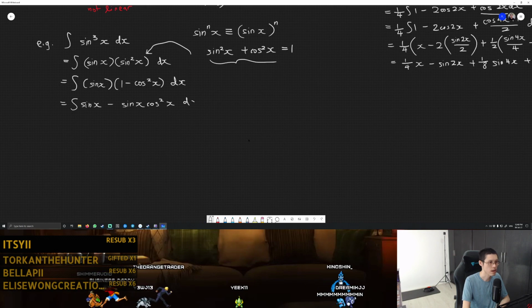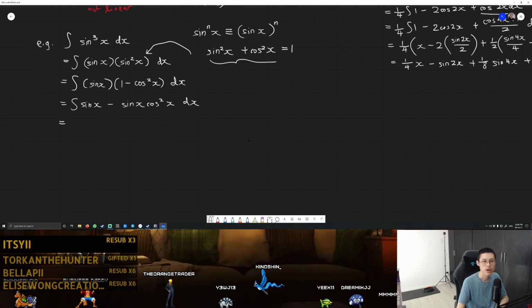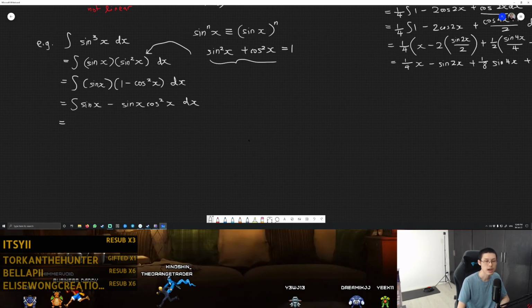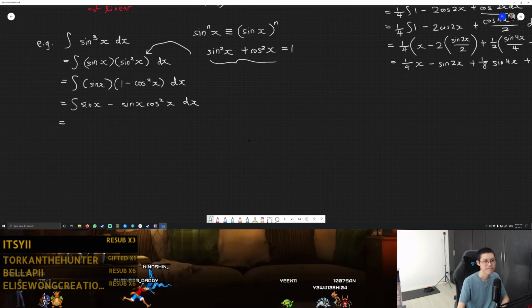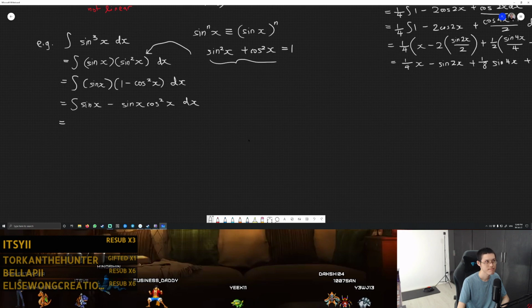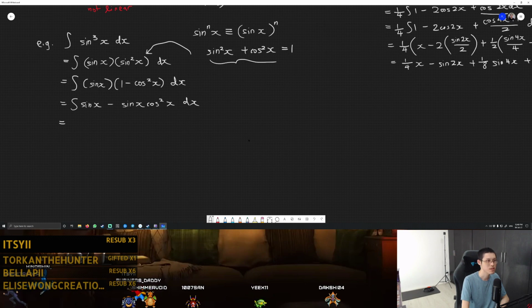and then sine x cos squared x dx. Okay? And then you have to use something called integration by substitution, which I just realized I haven't actually shown you how to do properly yet. Should I introduce that now? No, I don't think I should do that because I think it'll be a bit too much. So for now, we will come back to this later.